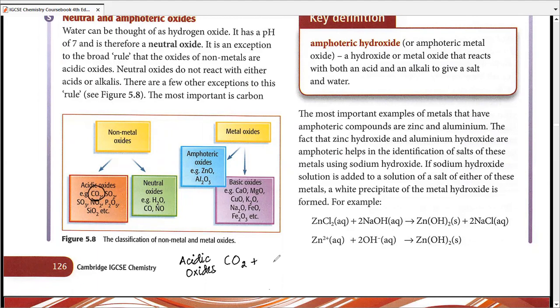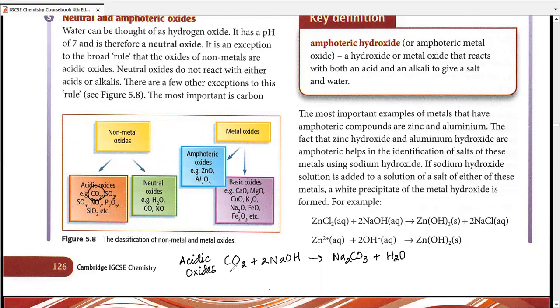Now, this can react with NaOH, and this can form salt along with water. Now, this is pretty much similar to a neutralization reaction. Acid plus alkali gives us salt plus water. In this case, it's not acid plus alkali, it's acidic oxide plus alkali giving us salt plus water.